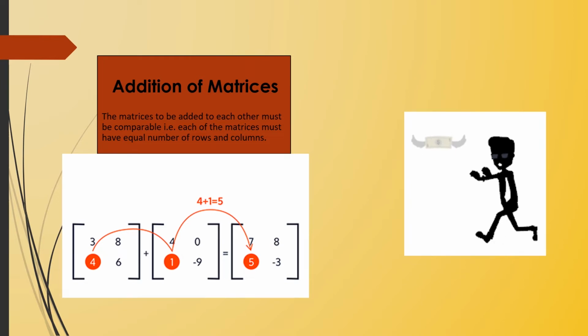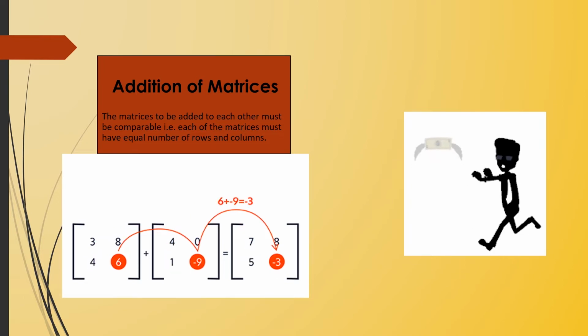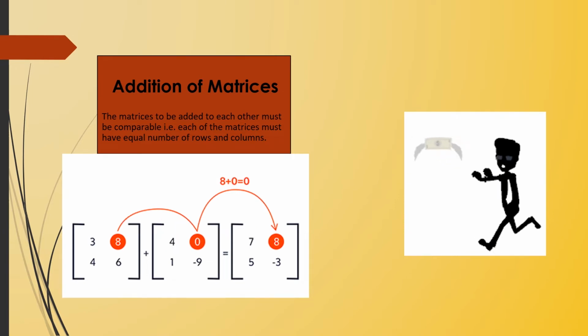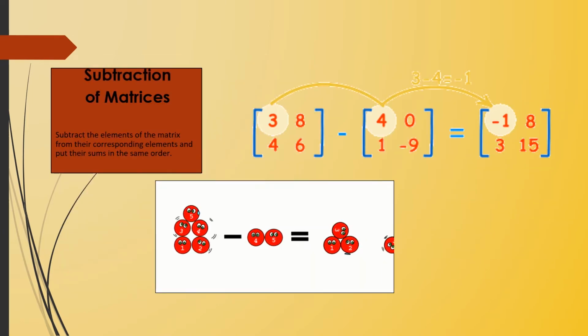Matrix addition is commutative, associative, it has an additive identity and an additive inverse. Subtraction of matrices. Both the matrices must be equivalent to each other. This means that each of the matrices must have equality in respect of the number of their rows and columns. Subtract the element of the second matrix from the corresponding element in the first matrix and put the difference in the same order.